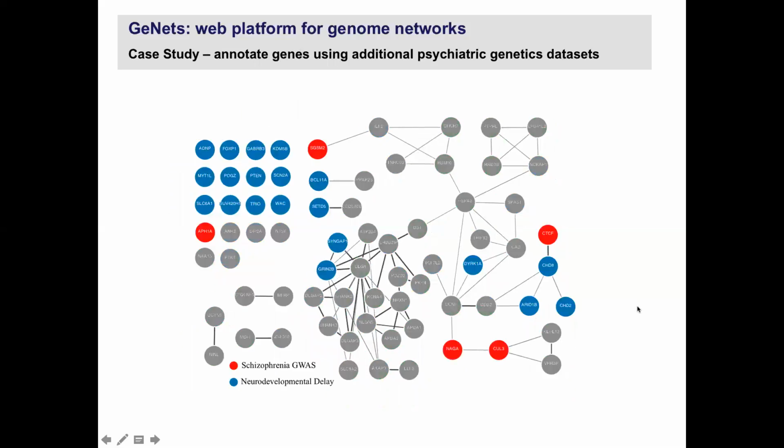Next, we use the GeNets annotation feature, which we call the easy encode feature, to indicate the genes that are uncovered from genetic studies. The red genes are implicated in schizophrenia GWAS studies, and the blue ones are implicated in neurodevelopmental phenotypes, neurodevelopmental delay. These 2 data types are independent genetic data sets that are used here to enrich our network analysis.